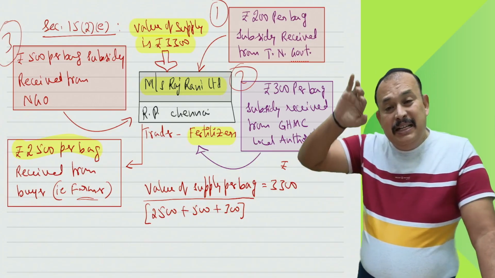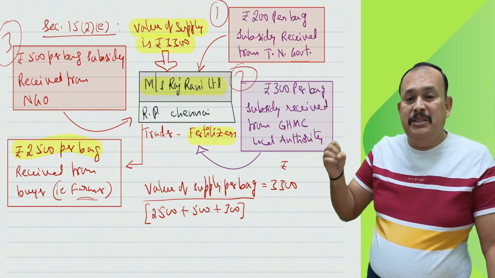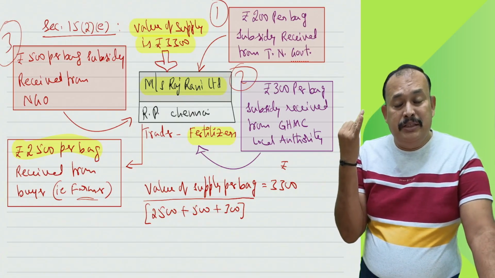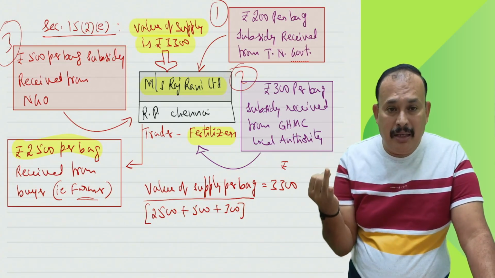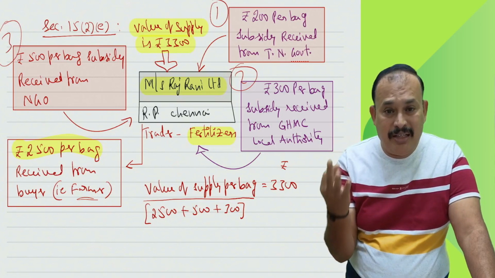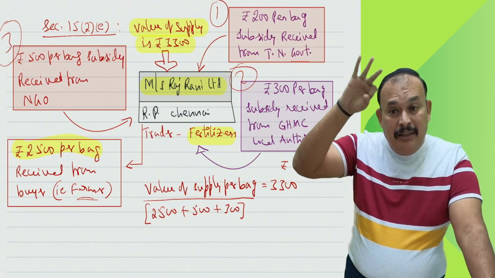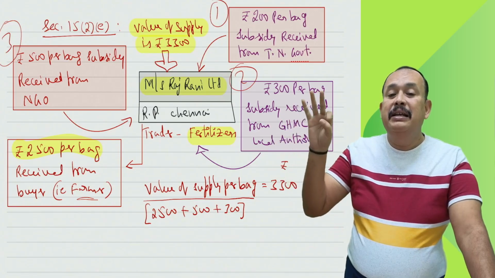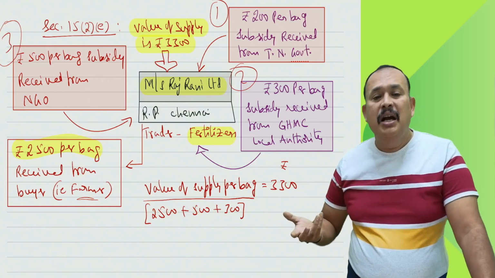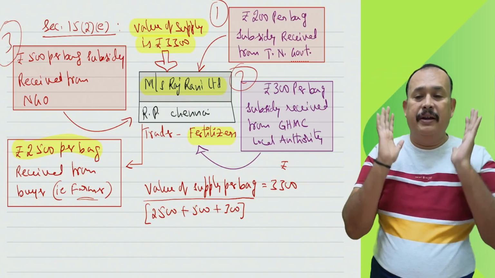See, after receiving these subsidies: subsidy from Tamil Nadu government 200 rupees per bag, subsidy from GHMC local authority 300 rupees per bag, subsidy 500 rupees per bag from NGO, non-government organization. After receiving all these three subsidies, Raj Rani Limited is selling that fertilizer to the farmers at rupees 2500.